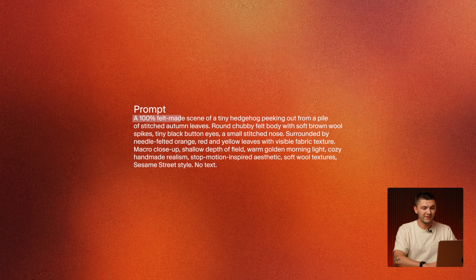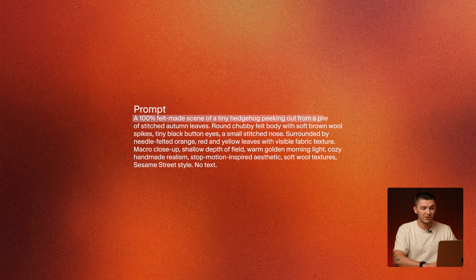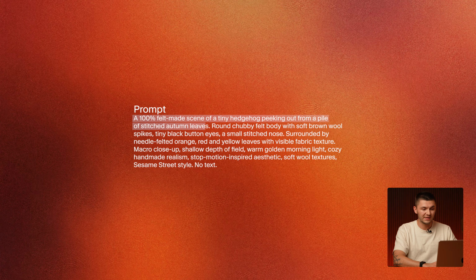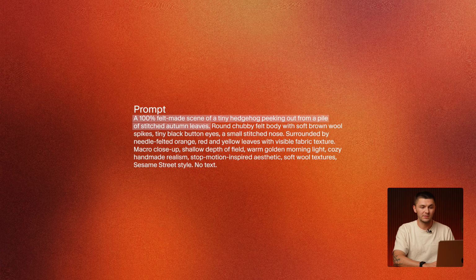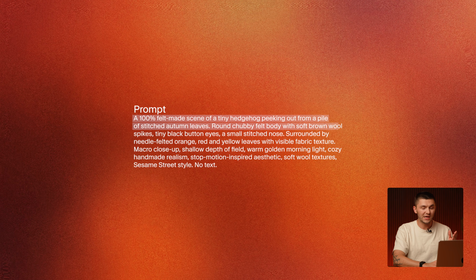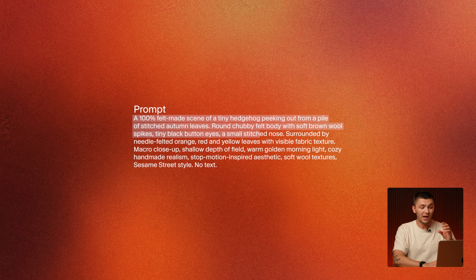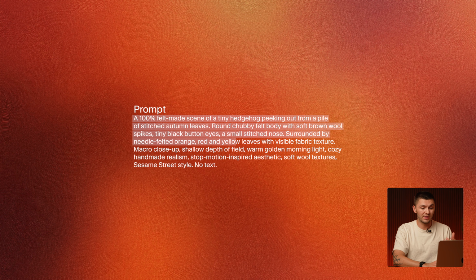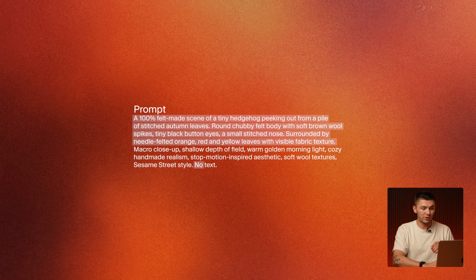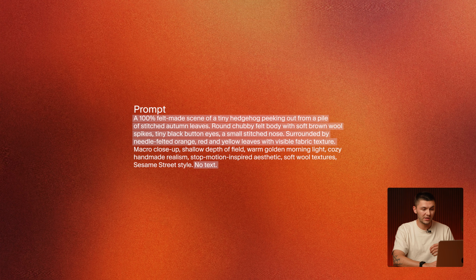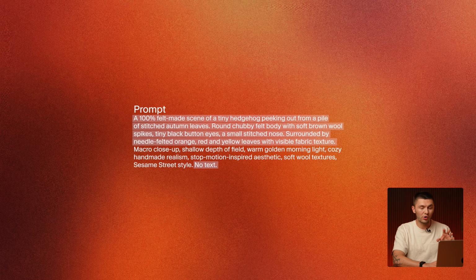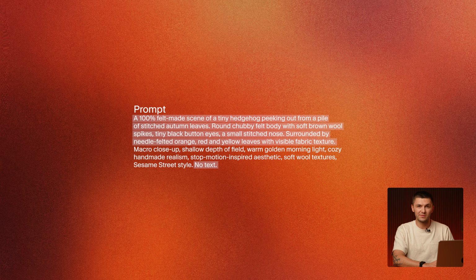A 100% felt-made scene of a tiny hedgehog peeking out of a pile of stitched autumn leaves. Now here, what I'm doing at the beginning is I'm describing the style of the scene. After that, I'm including the subject, and I'm also describing the subject, and I'm also including the objects and describing those as well. At the end, I've got a little bit of negative prompting. I don't want any text appearing on this generation. And then we're also adding a little bit more context and more details so we can get some unique results.